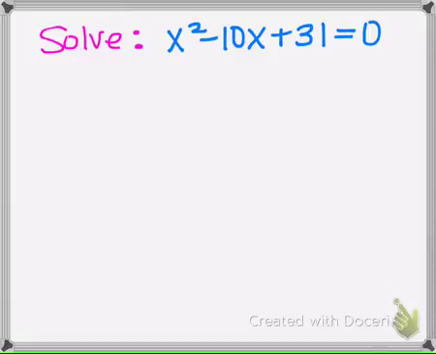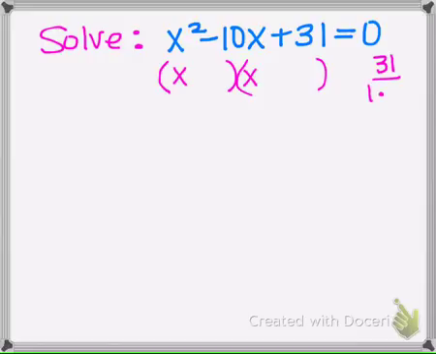Alright, we are asked to solve this equation, and we have multiple methods that we've learned in class. One way we learned in a previous chapter is that we can solve this by factoring. To do that, we need to think of two numbers that multiply to 31, and they have to add or subtract to negative 10.